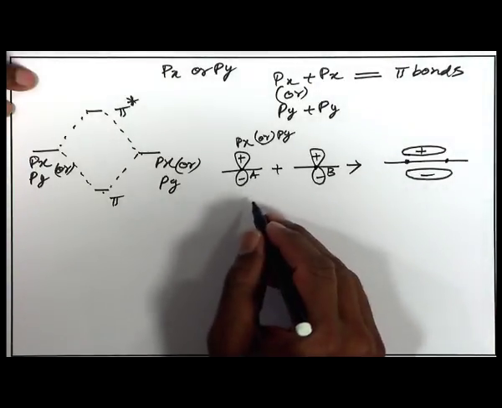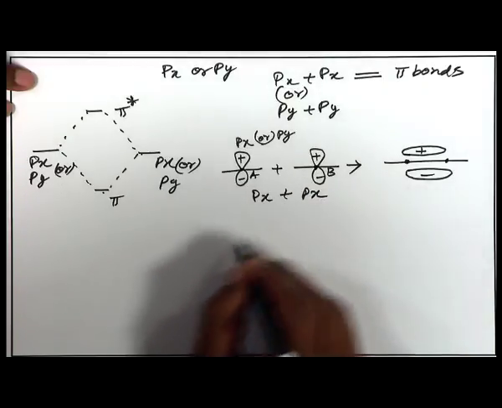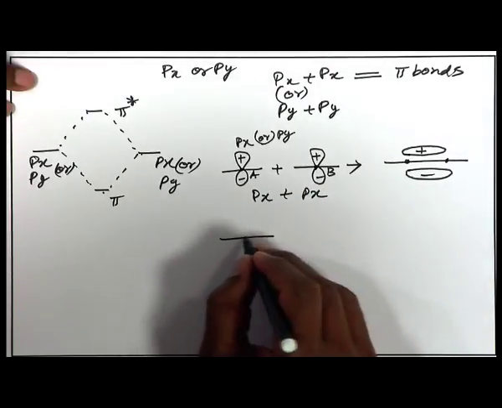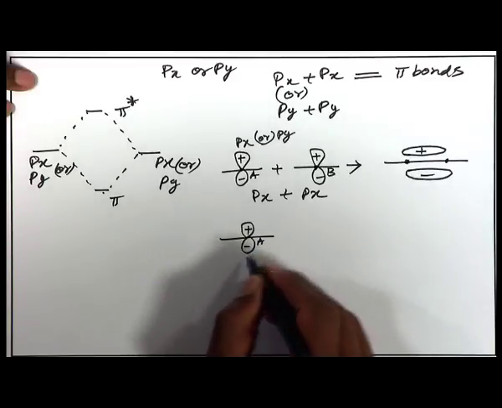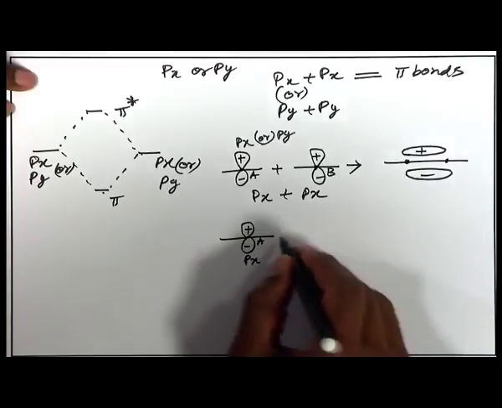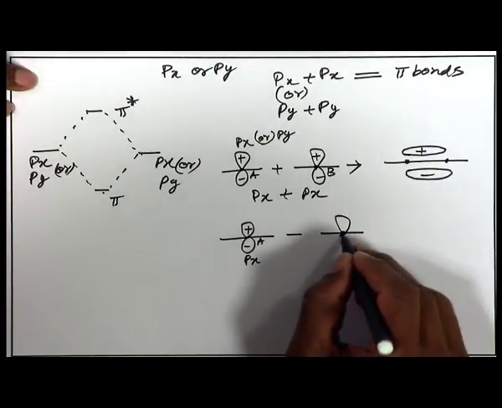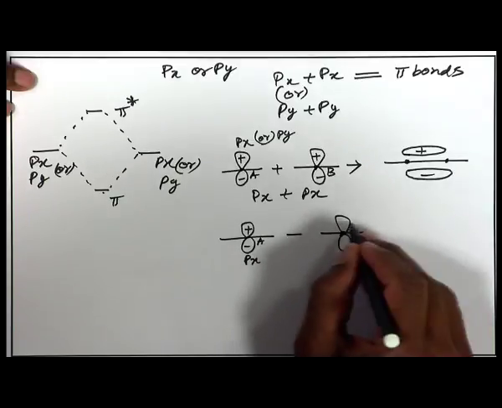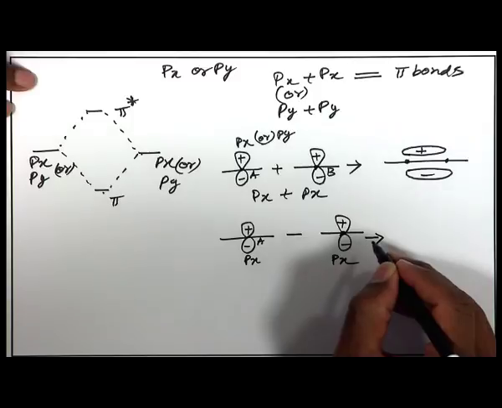If you combine the orbitals in reverse, this is Px plus Px. Now take another combination: atom A with Px or Py, plus and minus, and nucleus B having a Px orbital, with this plus and this minus Px orbital, which gives this.